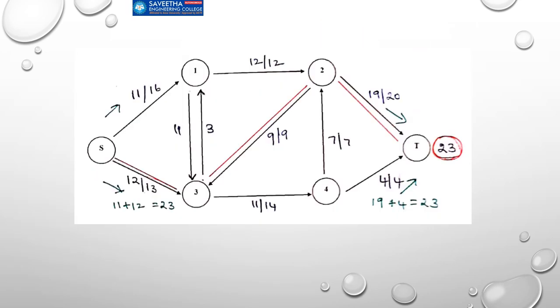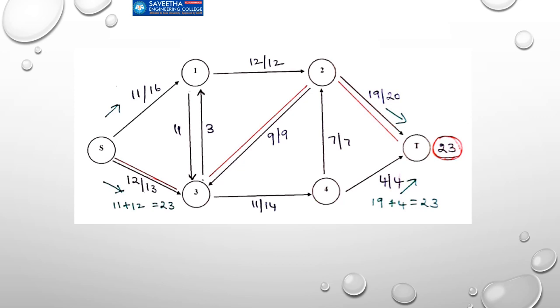Initially it was 8, so 8 plus 4, 12. Here it was 5, 5 plus 4, 9. Here it was 15, 15 plus 4, 19. Initially it was 19 here in the previous slide. We have added 4 to it, it has become 23. Now we have exhausted all the paths. There are no other paths available.